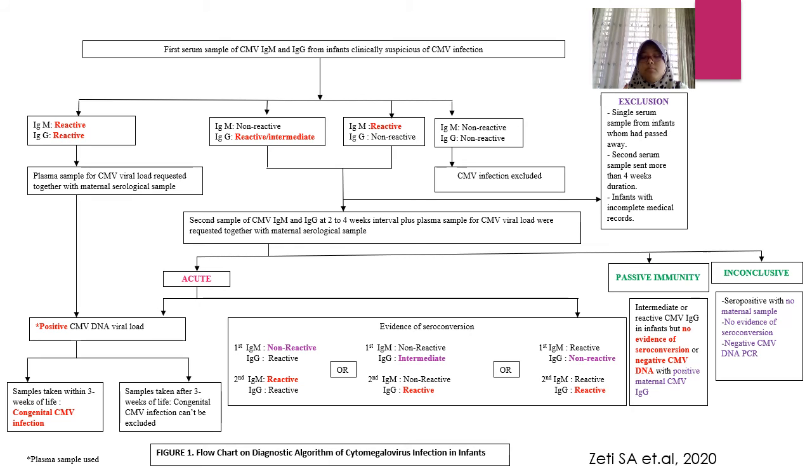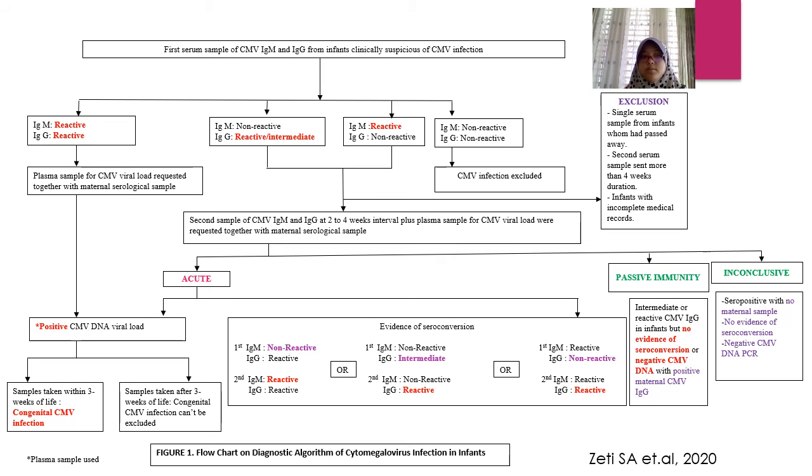For passive immunity, it means that the infant has intermediate or reactive CMV IgG but no evidence of seroconversion, negative CMV DNA PCR, with maternal IgG positive. For inconclusive, it means that the infant serum is seropositive but no maternal sample was sent, with no evidence of seroconversion and negative CMV DNA PCR.